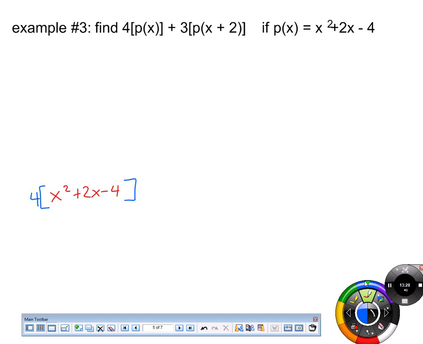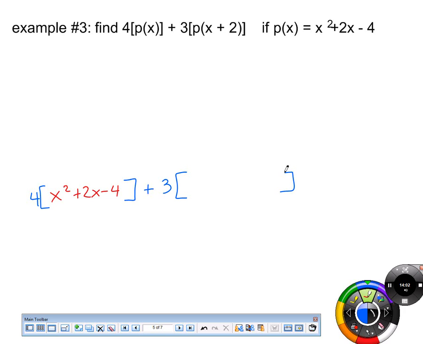Then it says plus, what is the 3 doing? Multiplying something. So again, the 3 is just going to multiply some stuff. What is the 3 multiplying? Good. P of x plus 2. So is it just the same function that we wrote down right here? Are we just going to write down x squared plus 2x minus 4? No. What do we have to do? Not multiply it by x plus 2. What is x plus 2 going to become?